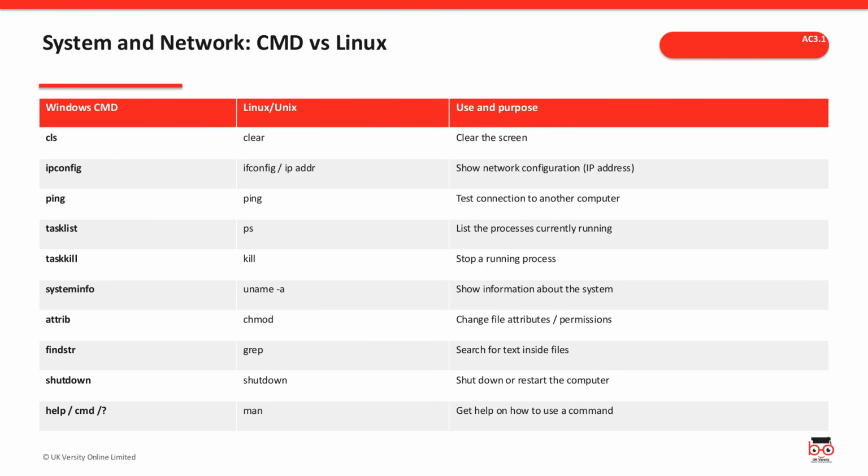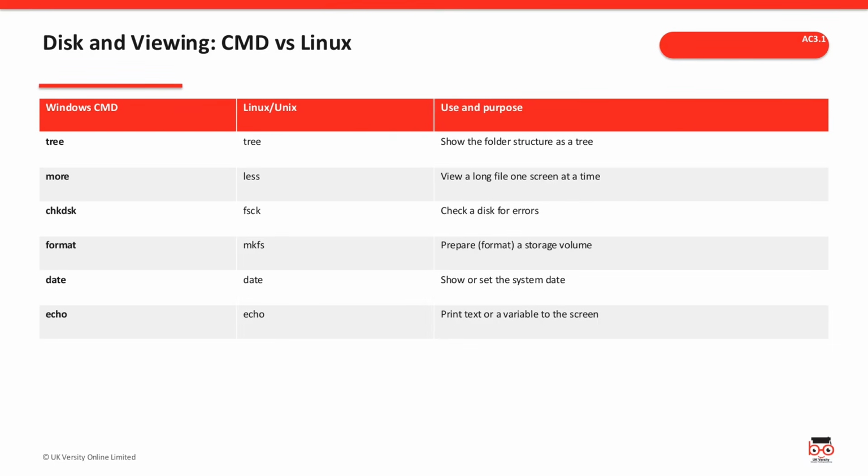Now the system and networking side. To clear the screen, it's cls on Windows and clear on Linux. To see your network address, Windows uses ipconfig and Linux uses ip addr. Listing running processes is tasklist versus ps, and stopping one is taskkill versus kill. There are direct pairs for checking system info, changing permissions, and searching inside files. grep on Linux and shutdown works on both, while for help, Windows offers help, and Linux gives you man, the manual. A few more round out the picture.